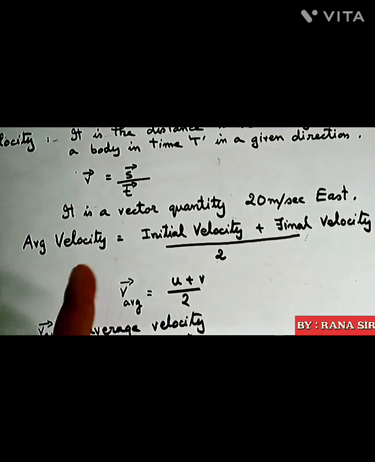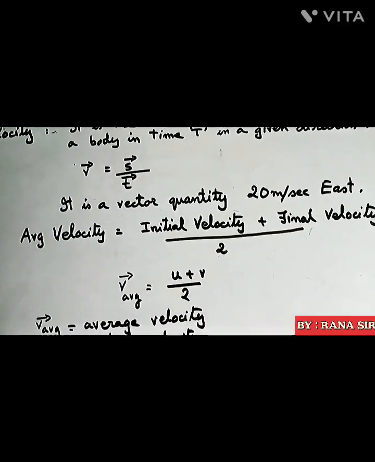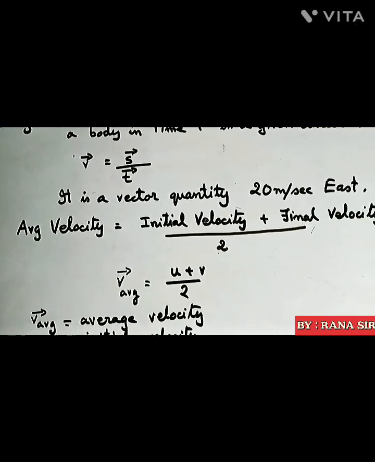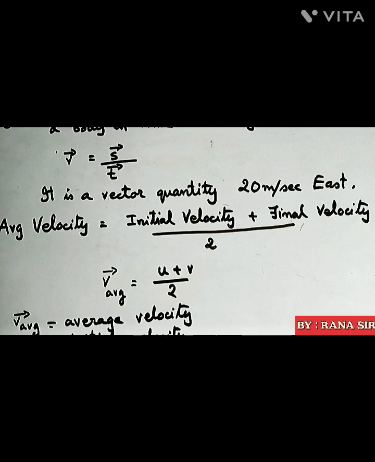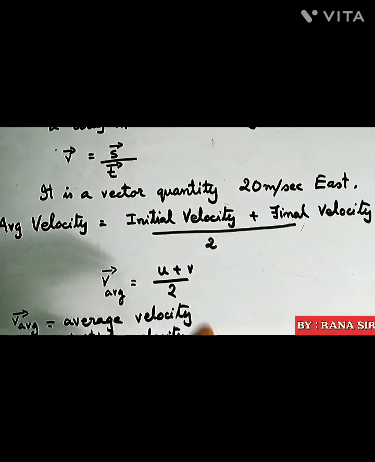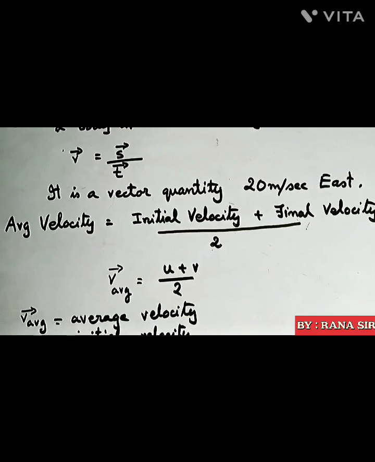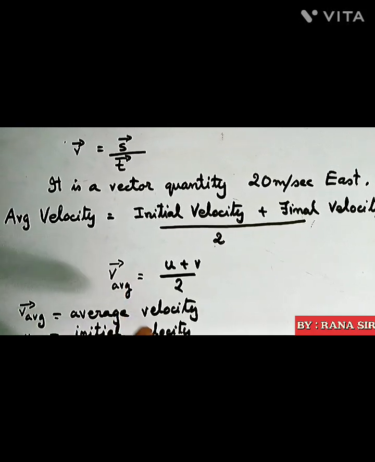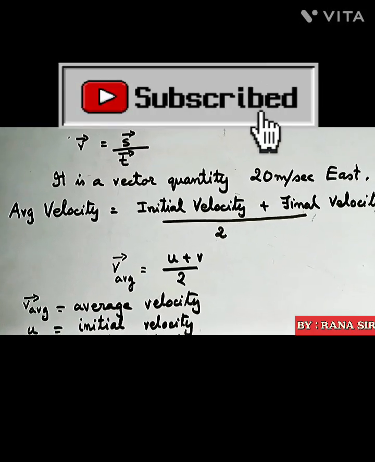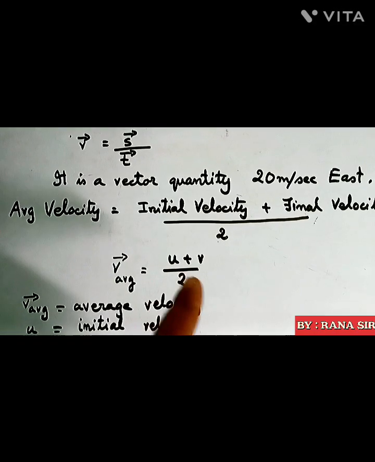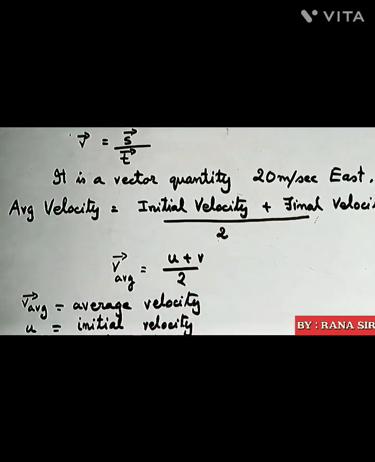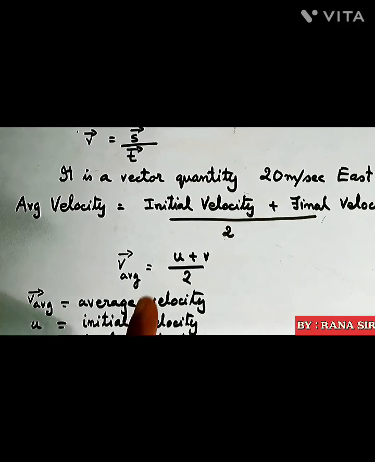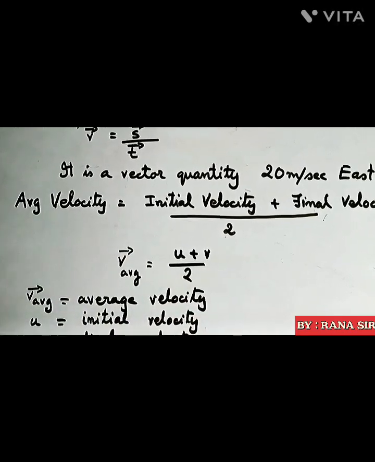Next, average velocity is equal to initial plus final velocity divided by 2. Initial is the starting velocity. Final velocity is the ending velocity. Divided by 2, this is the average velocity. Vector V avg means average velocity equal to U, the initial velocity, plus V, the final velocity, divided by 2. So average velocity is initial plus final velocity divided by 2.